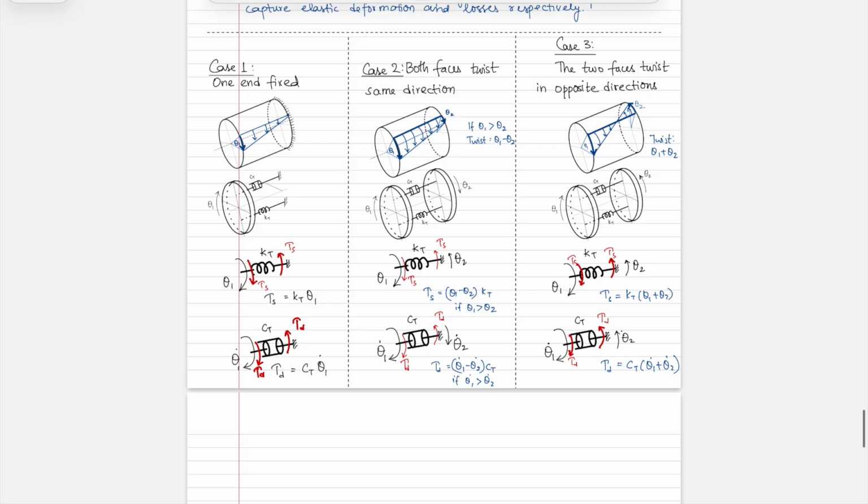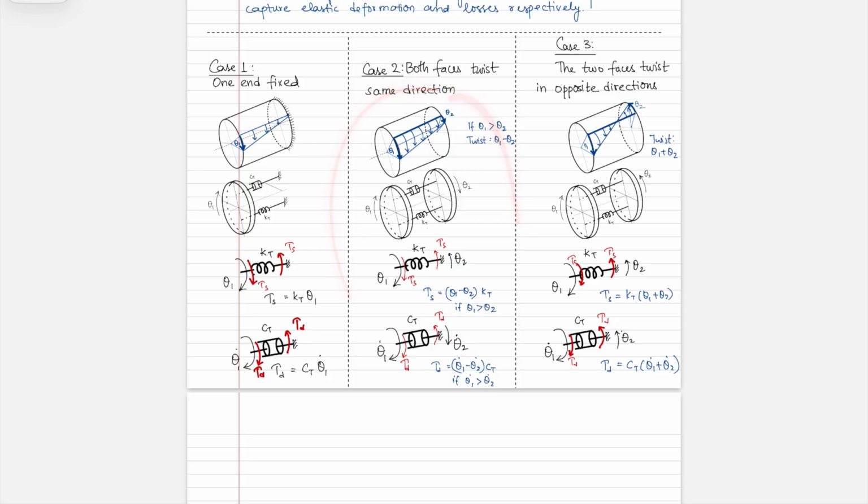Okay. So in the left case, it's very straightforward. This tau s is directly along the theta 1, and because the other end is fixed, it's going to have to be equal and opposite. In this case as well, tau s is along the deflections, and it happens to be this way because it is experiencing twist in opposite directions.